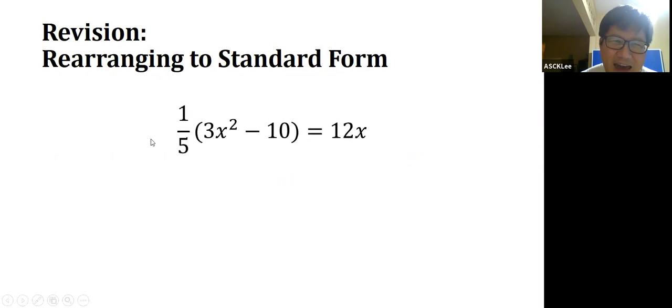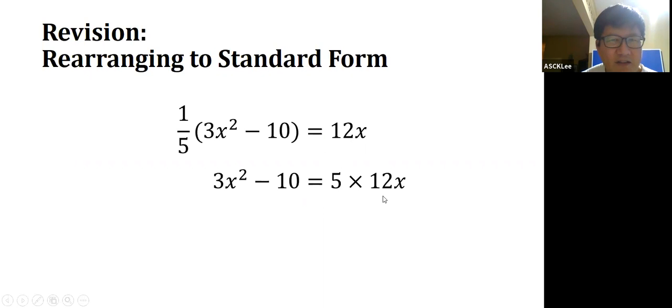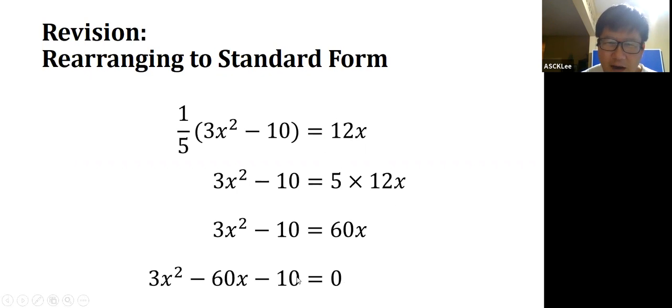And so when we multiply the left side by 5, we've essentially got rid of the 1 over 5, and we are left with 3x squared minus 10. And we multiply the right side by 5, we get 5 times 12x, and 5 times 12x is really 60x. So that's the next easy step. And remember that for standard form, you have to have a 0 on the right. So here, bring the 60x over, and you've got your standard form: 3x squared minus 60x minus 10 equals 0.